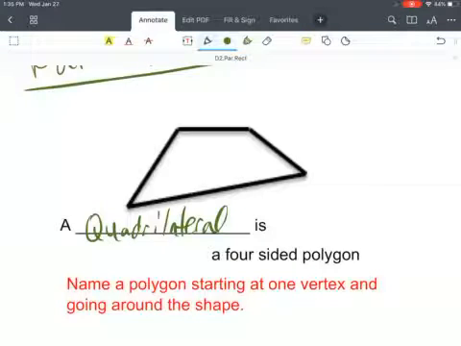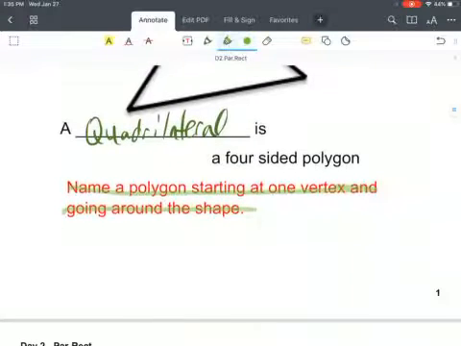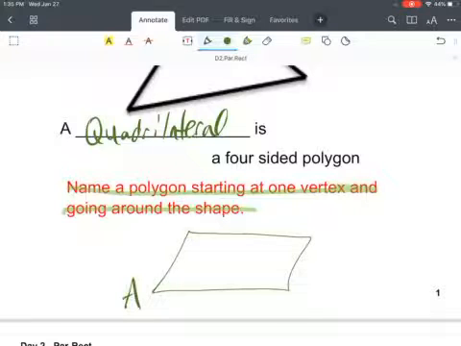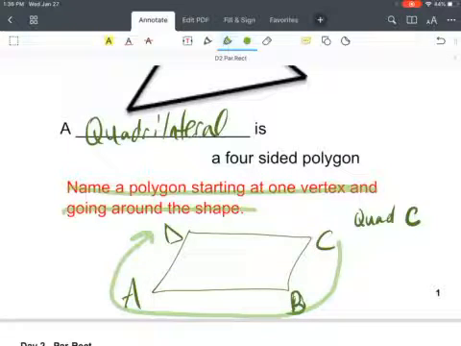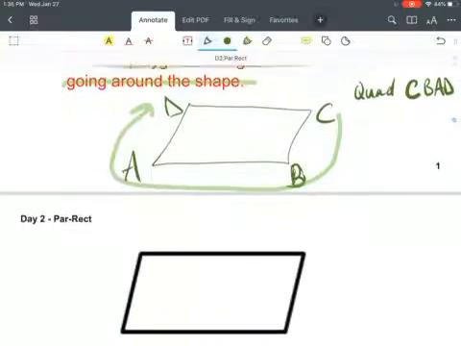And when you're naming a polygon, you are going to be starting at one vertex and then going around the shape. It does not matter in which order you go. So if I drew a four-sided quad and I labeled it, this would be quad, and then I would pick a point. Doesn't matter if I said I wanted to start at C, then I would just have to go in either direction. If I went around this direction, then it would be quadrilateral C, B, A, D. You just have to go around in a continuous order.